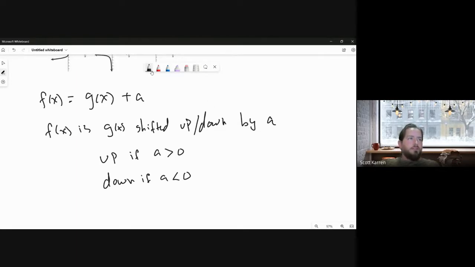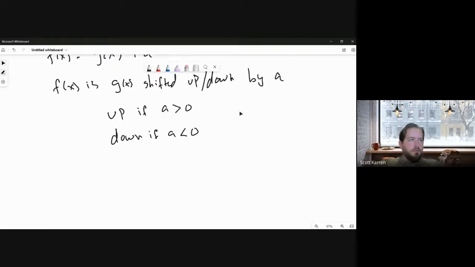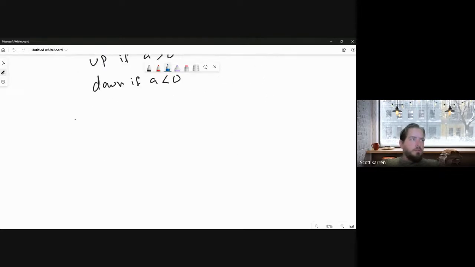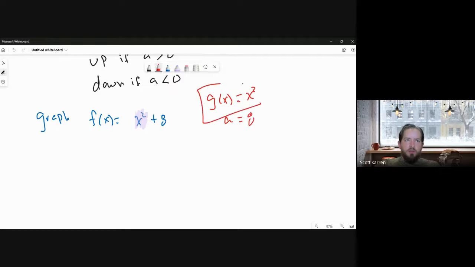And so if we're asked to graph things in this way, let's say we graph f of x, and let's call it x squared plus 8, right? Well, then I can say that this x squared right here is my g of x, right? Let g of x be x squared. And then my a is just 8. And if you know how to graph x squared, then you know how to graph x squared plus 8, because x squared plus 8 is just the graph of x squared shifted up by 8.